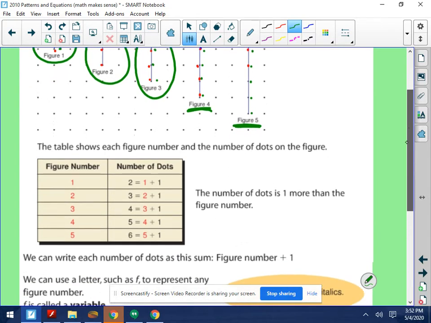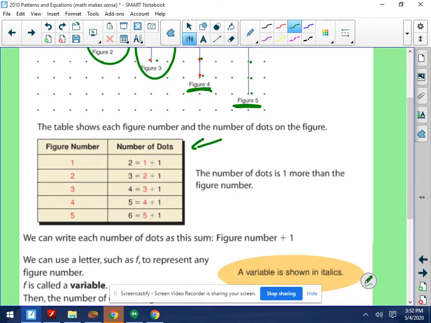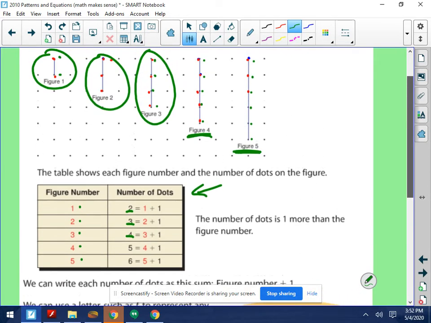Below that diagram, the table down here shows each figure number. So figure 1, figure 2, figure 3, figure 4, figure 5. And then it shows you the number of dots. So figure 1 had 2 dots. Figure 2 had 3 dots. Figure 3 had 4 dots. Figure 4, which is over here, had 1, 2, 3, 4, 5 dots. And figure 5 here had 1, 2, 3, 4, 5, 6 dots.